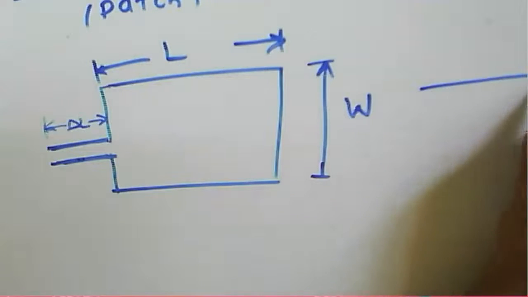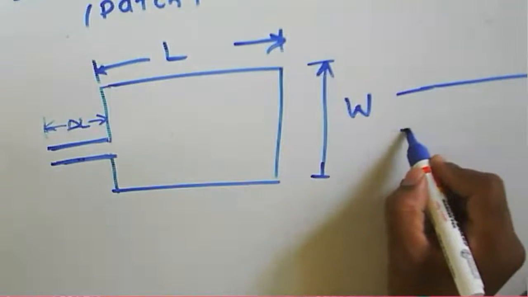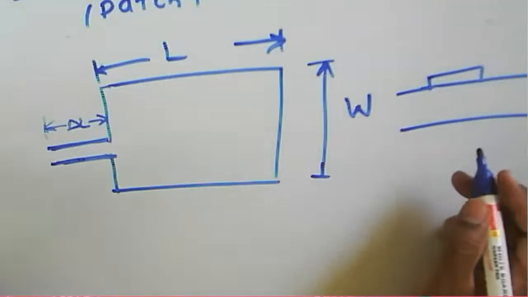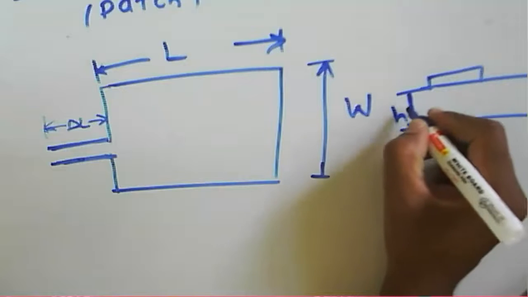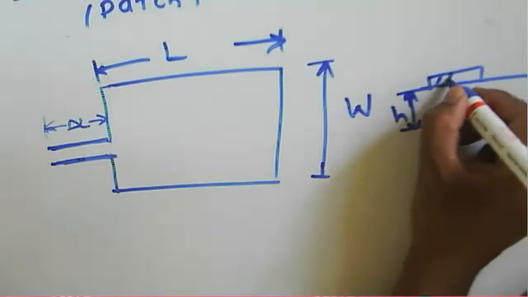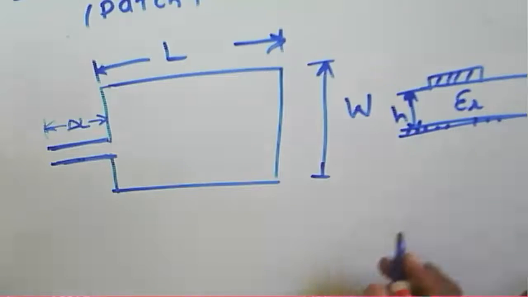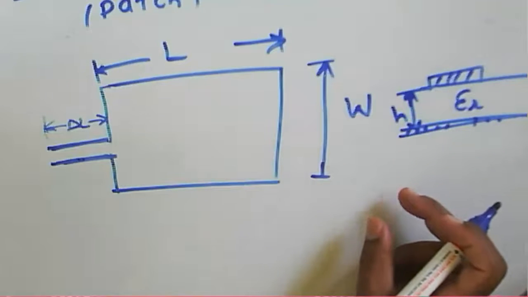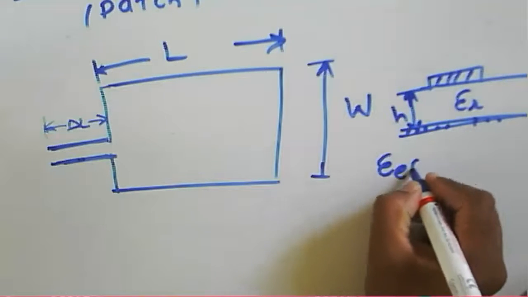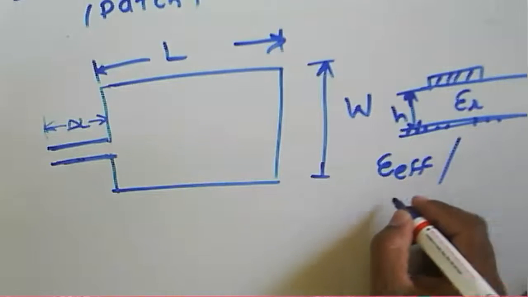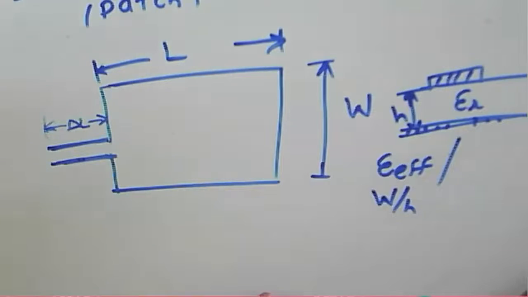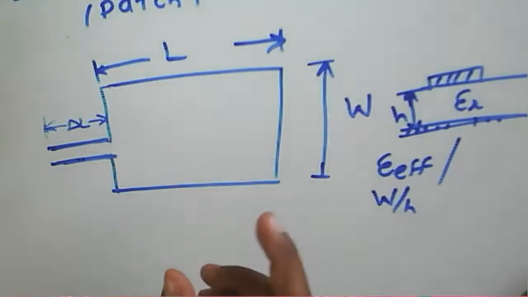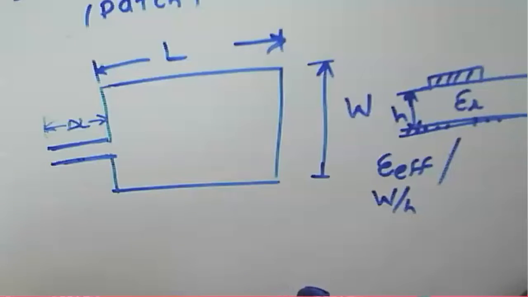I'll just draw here. This is your microstrip patch now. So what will be the height here for this given substrate? This is the ground. Earlier we have seen the configuration of a microstrip line. We need to know the effective value of the dielectric constant, and the width to height ratio. From that width to height ratio, we have obtained the characteristic impedance equation as well as the loss and all other components.